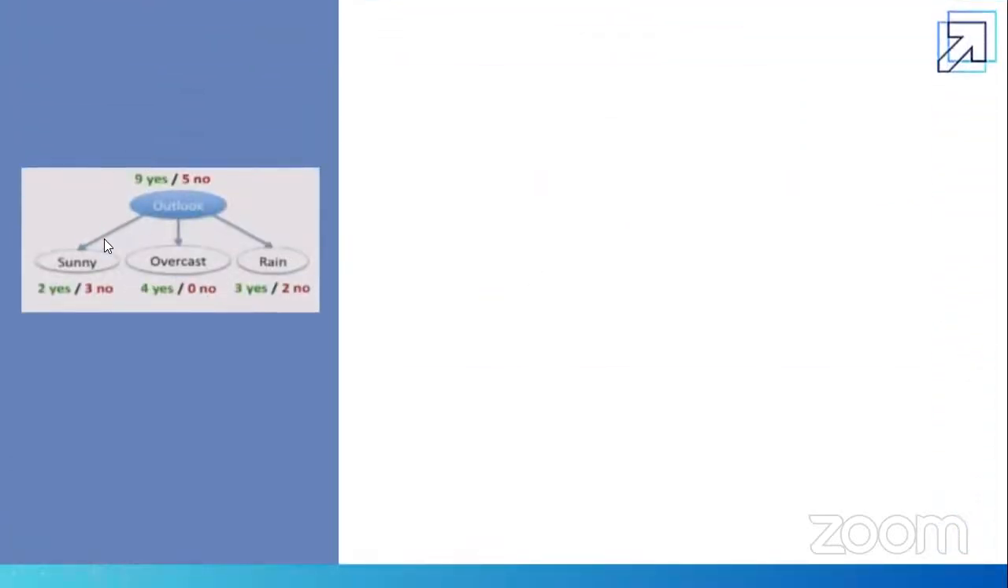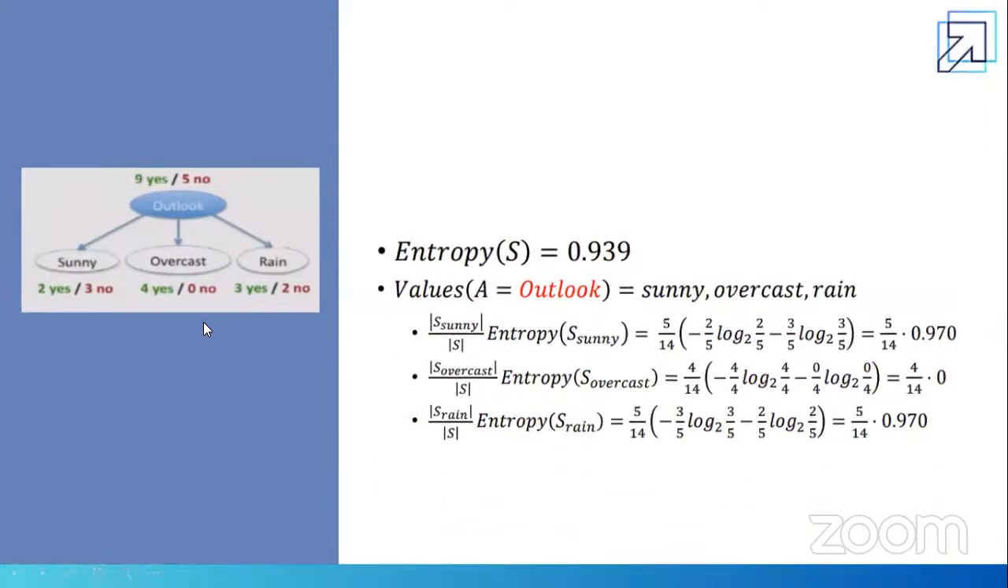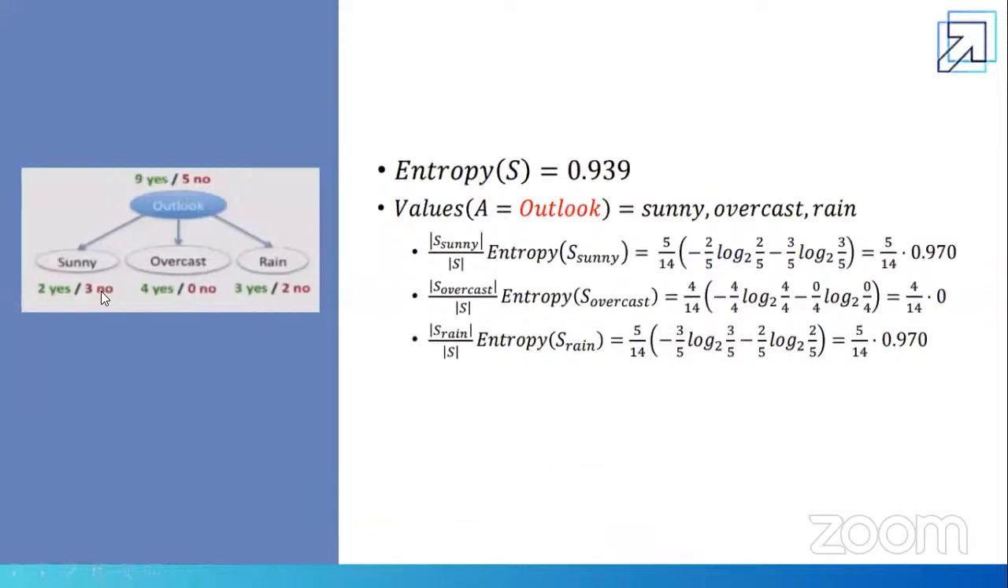So now let us take the second case, when we split it on outlook. In outlook we have 3 values: sunny, overcast and rain. There are 5 observations in sunny out of total 15, 2 positive and 3 negative. And this will be the value. In the case of overcast, we have 4 positive and 0 negative. So after multiplication, this will become 0.